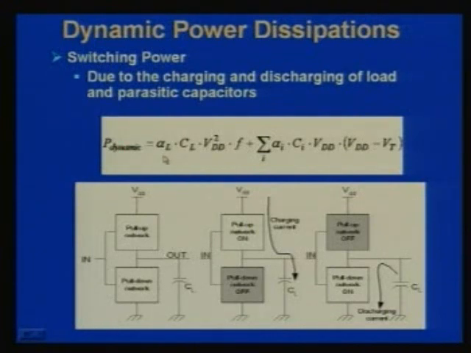Actually, it is equal to alpha C_L V_DD squared f. Alpha is the switching activity. For a particular input combination, a transition does not occur for each clock. It depends on the input.